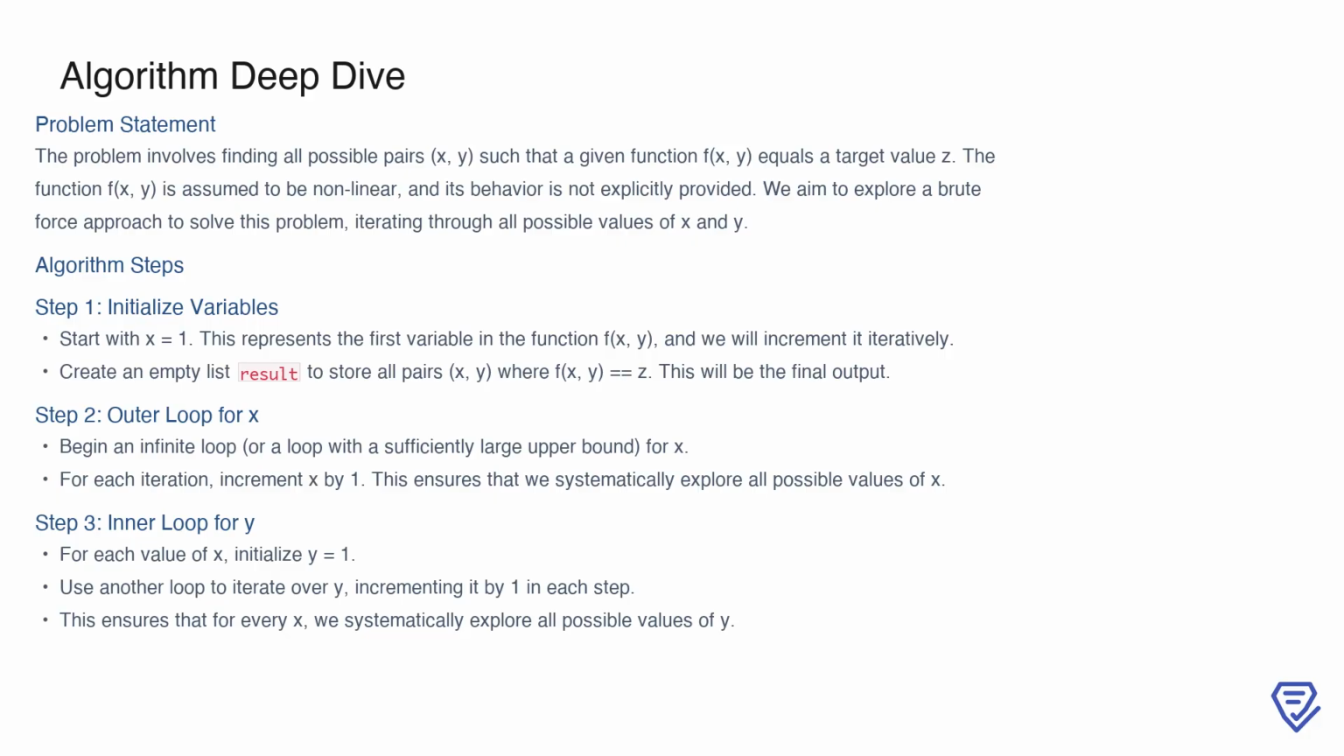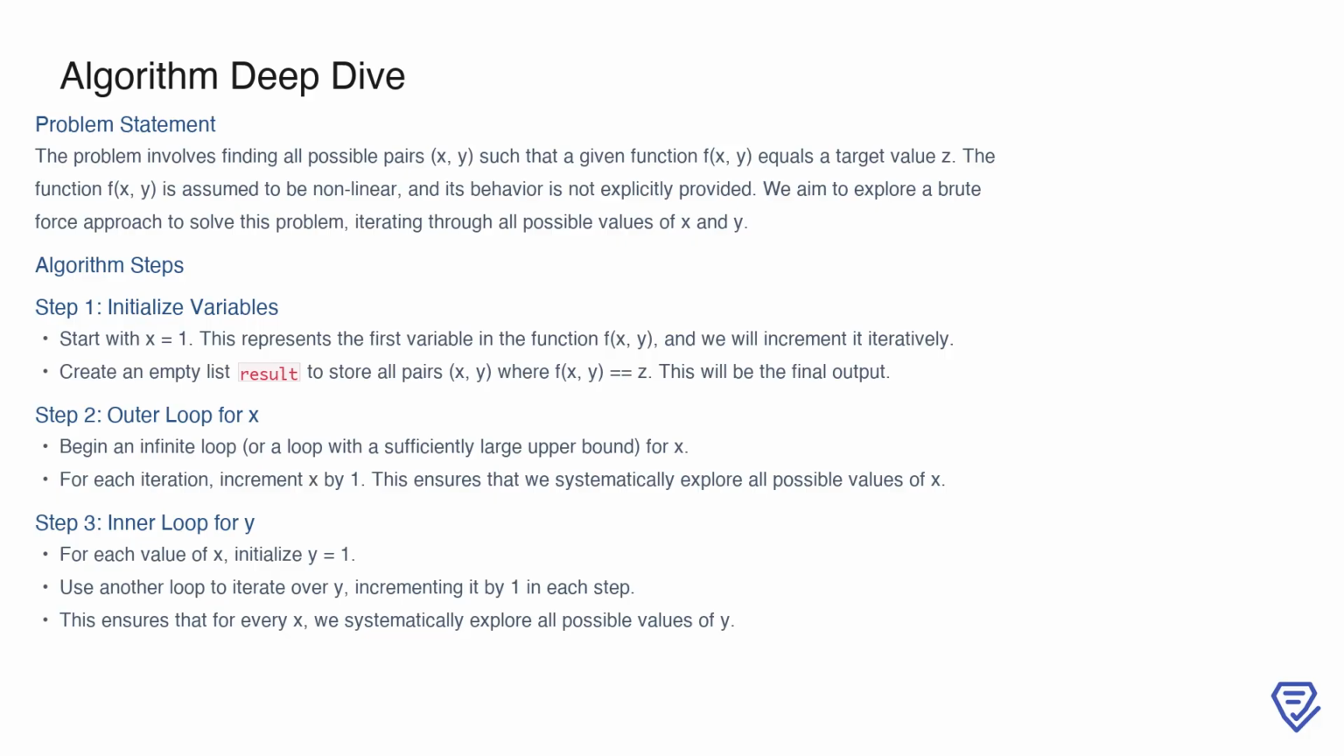We start by initializing a variable x to 1. This represents the first input to the function, and we will incrementally test all possible values of x. We also create an empty list called result, which will store any valid pairs (x, y) that satisfy the equation f(x, y) equals z. The algorithm begins with an outer loop for x, where we systematically increase its value by 1 in each iteration, ensuring that we evaluate all potential candidates for x.